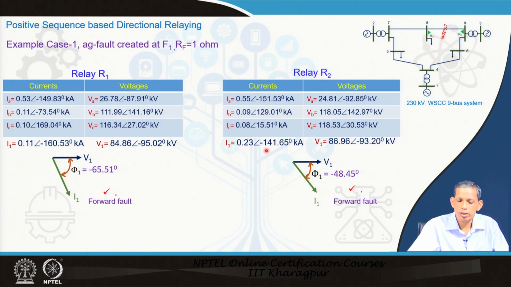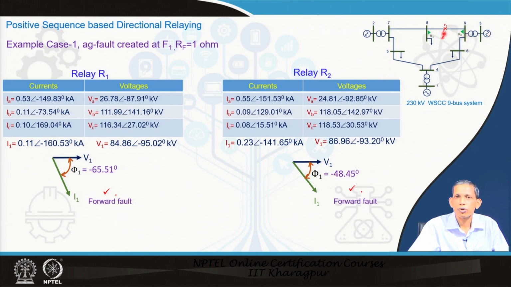We compute I1 using these three. Similarly, from VA, VB, VC we compute V1, and then we got the angle of I1 to be minus 141.65 and V1 minus 93.2. So, angle of I1 minus 141.65 minus this angle means plus 93.20, that gives us minus 48.45 degree. So, this also says that the angle is negative, implies the fault is in forward direction as seen by the relay R2.